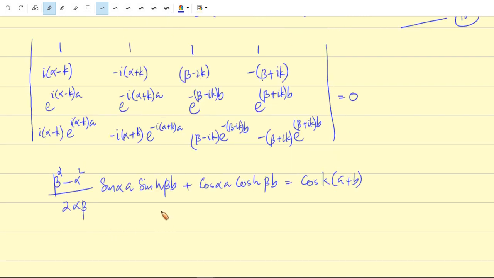This is enough for today. We will explain this equation in the next class. We'll continue our discussion of the Kronig-Penney model in the next class.